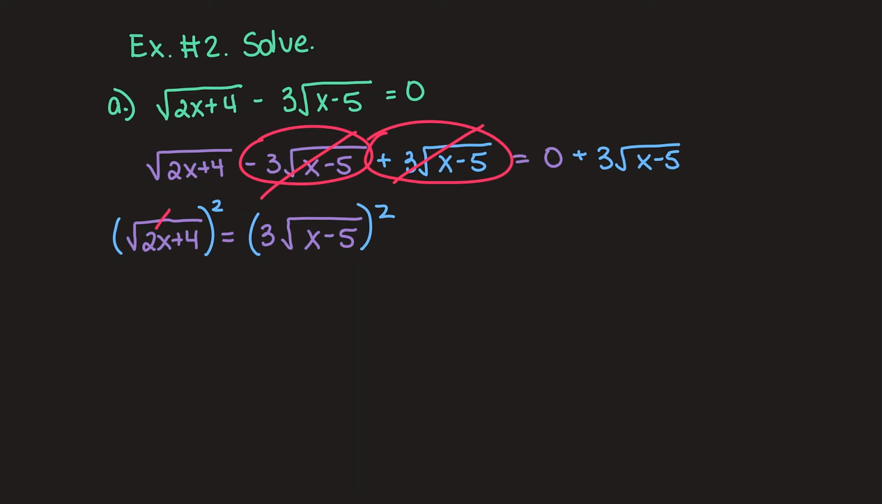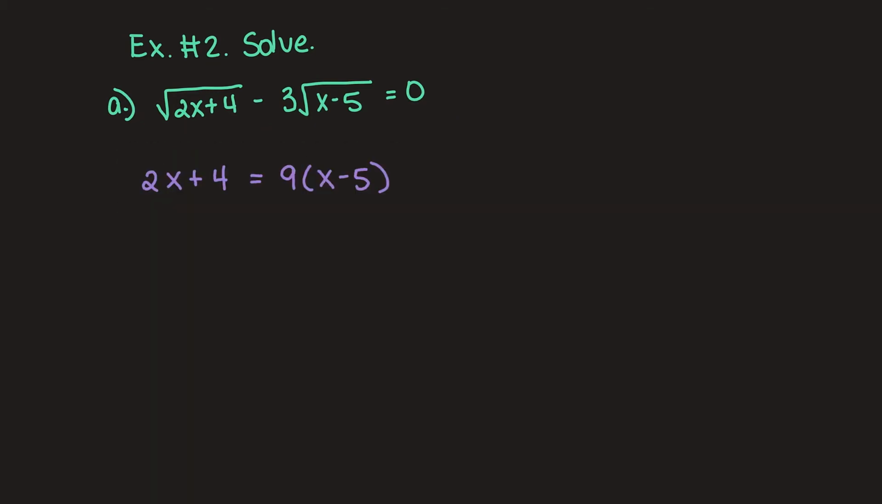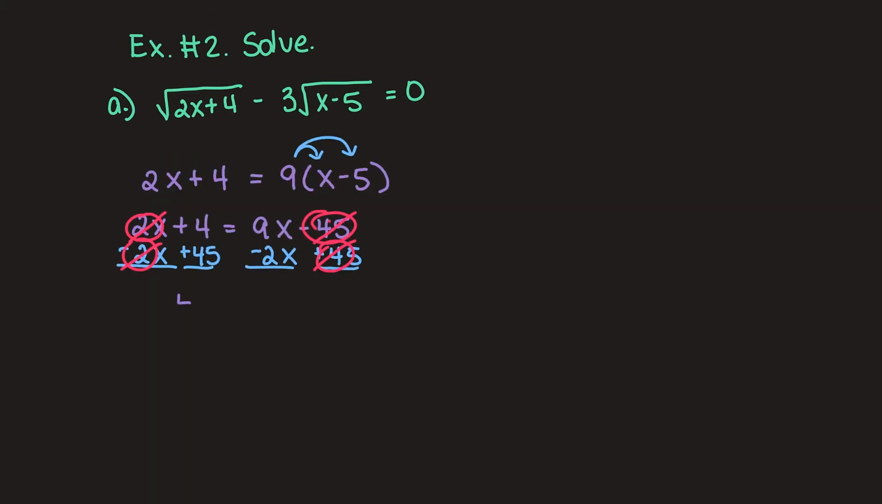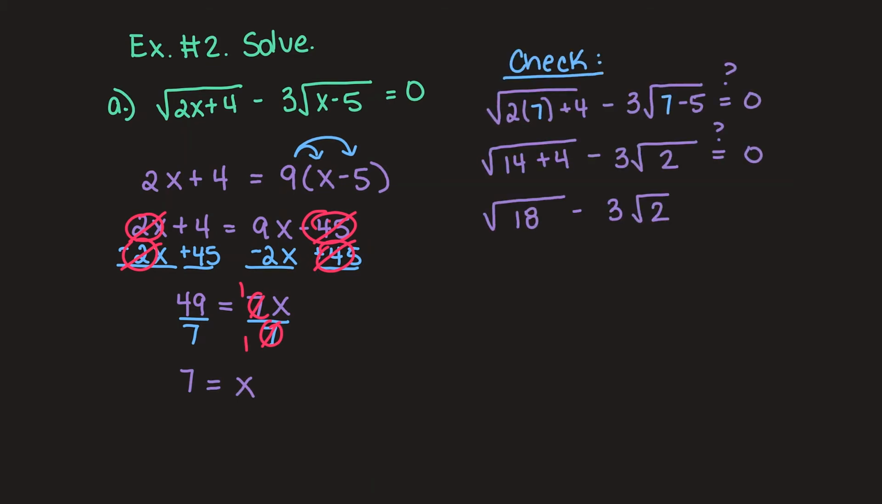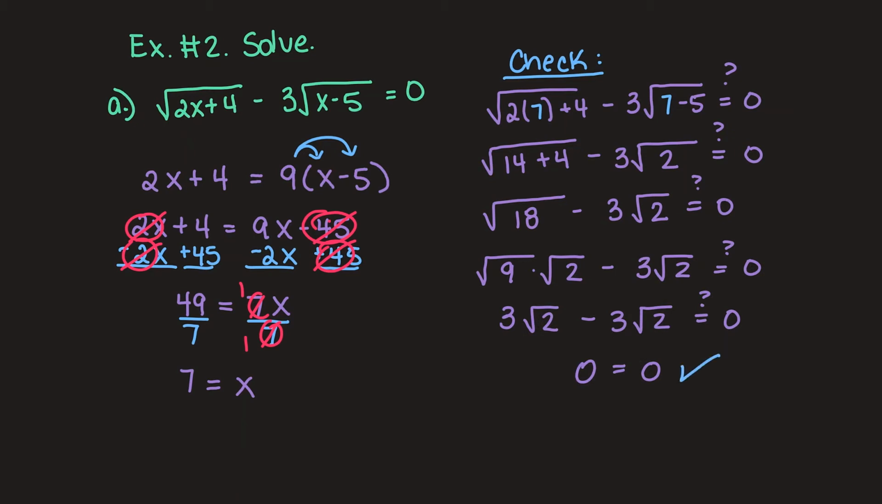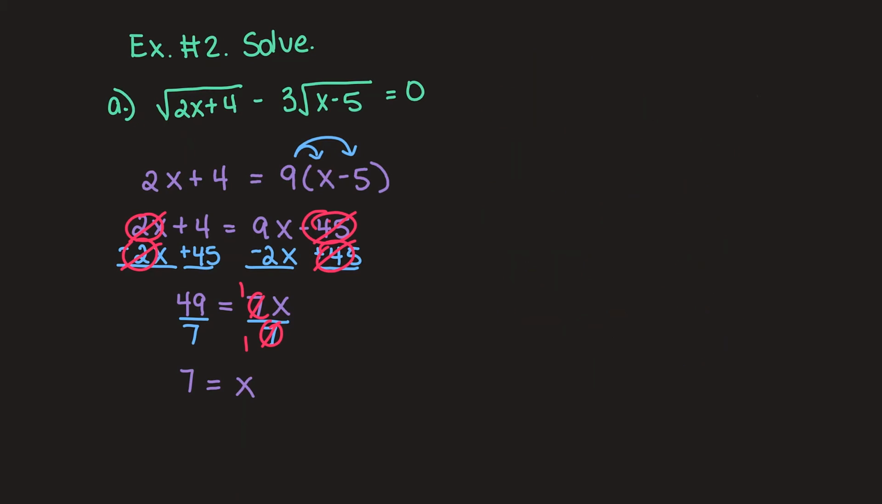This eliminates the radical on the left side. And be sure to use the power of a product rule on the right side to raise each factor by 2. So we get 9 times x minus 5 on the right side. And now we solve this equation for x. We get x equals 7. So check this solution in the original equation, and we get a true statement. Therefore, 7 is our solution to the original equation.